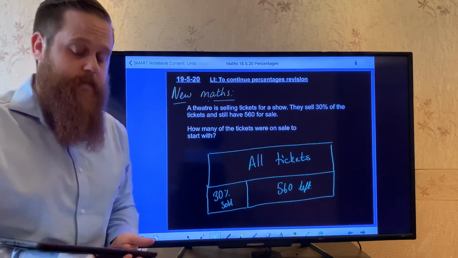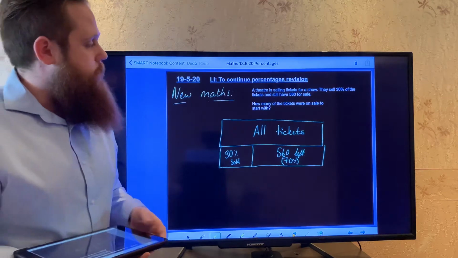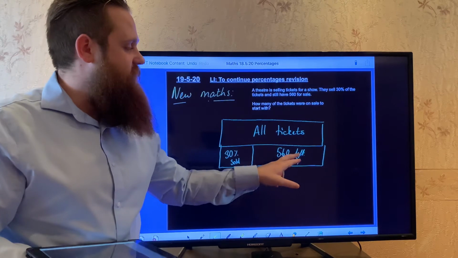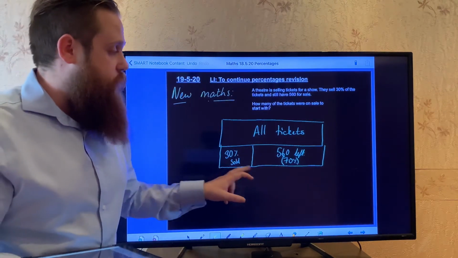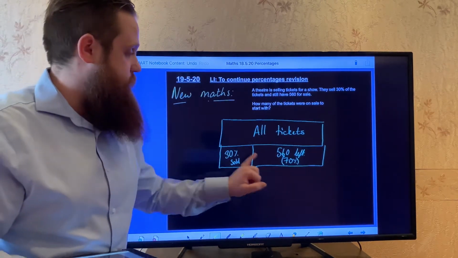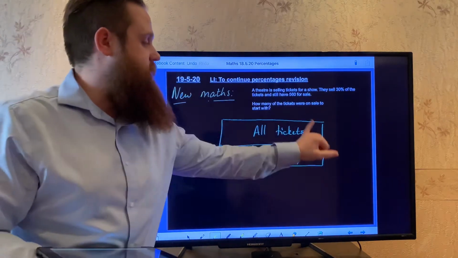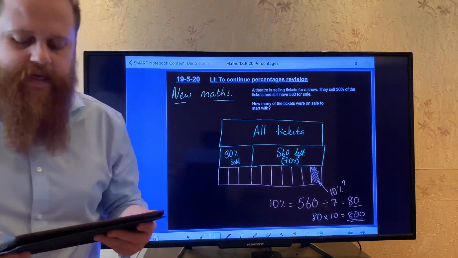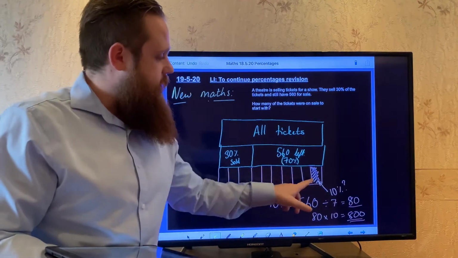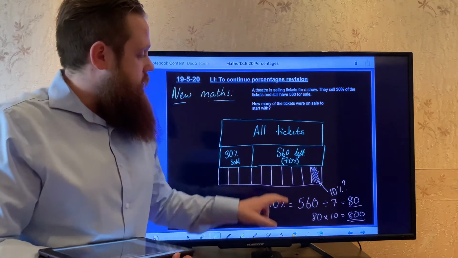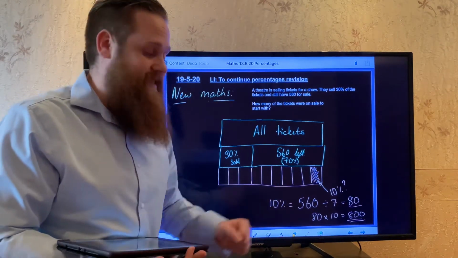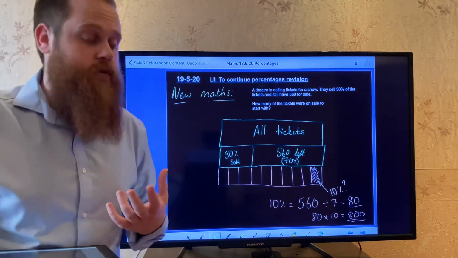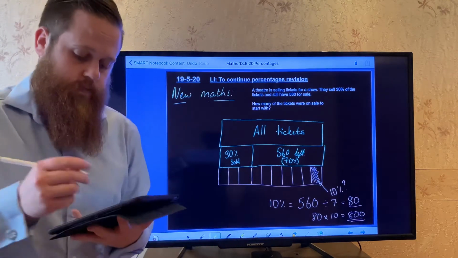Okay then, are we ready? So here we go. All tickets, we don't know what that is. 30% have been sold and there's 560 left. Well, if 30% has been sold, that means that there's 70% left because 30 plus 70% is 100%. Okay, so 70% is equal to 560. And what I do here, I find my 10%. Well, if 70% is equal to 560, that means to find 10%, I would need to divide by 7.